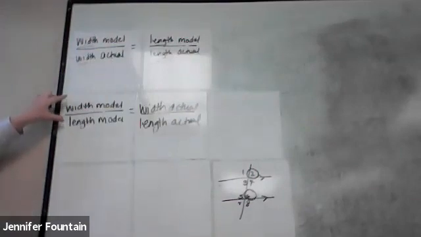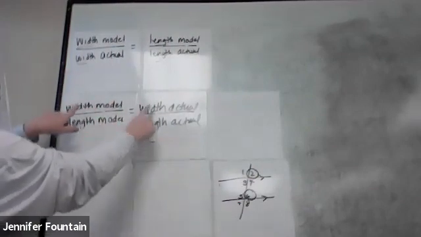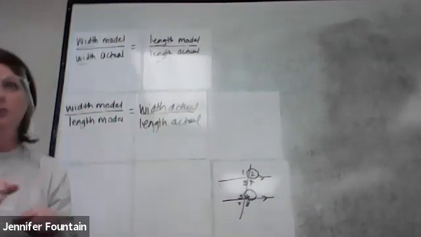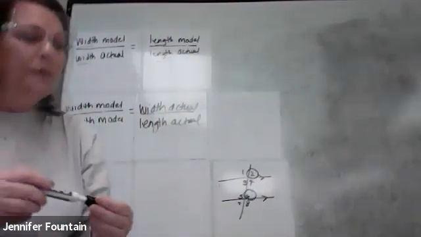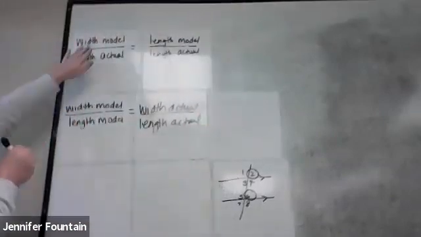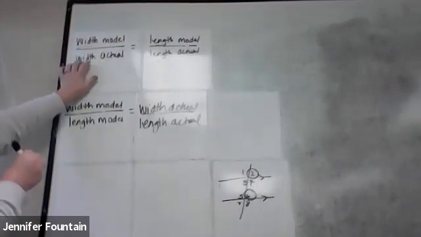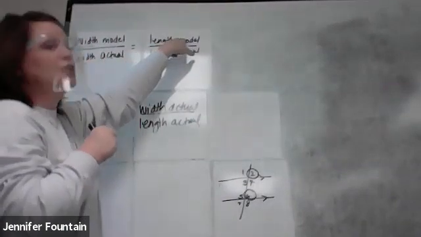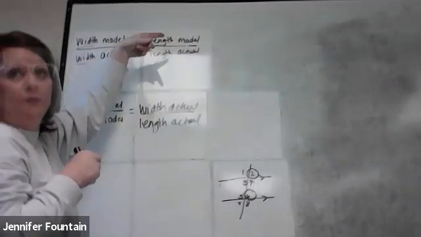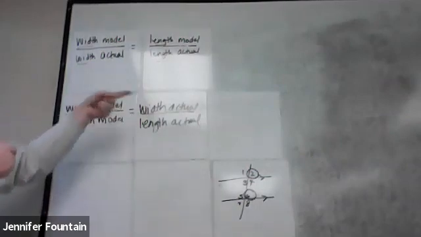Or I can set it up with width and length, but I have to have width and width here and model and actual, or length and length with model and actual. Okay, so I can set it up a couple of different ways. What I could not do is compare my width of my model here, my width of my actual, and then put actual in the numerator and model in the denominator. I can't flip flop them. Does that make sense? Same thing here. I couldn't have the width here and then length up here. They have to correspond.